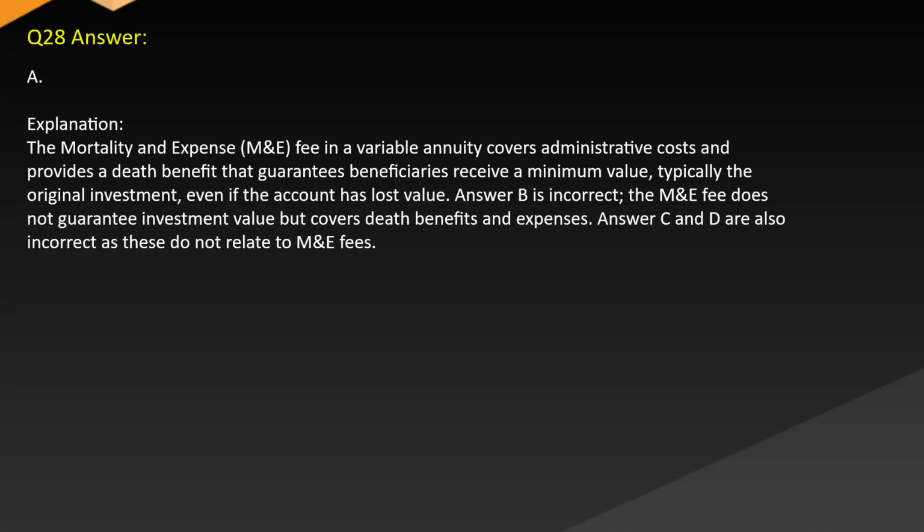Answer A. Explanation. The mortality and expense fee in a variable annuity covers administrative costs and provides a death benefit that guarantees beneficiaries receive a minimum value, typically the original investment, even if the account has lost value. Answer B is incorrect. The M&E fee does not guarantee investment value but covers death benefits and expenses. Answer C and D are also incorrect as these do not relate to M&E fees.